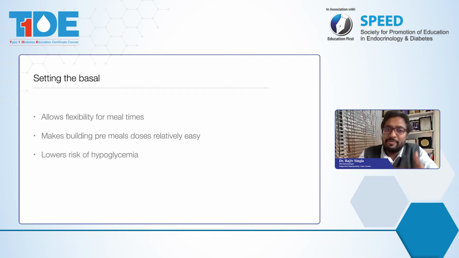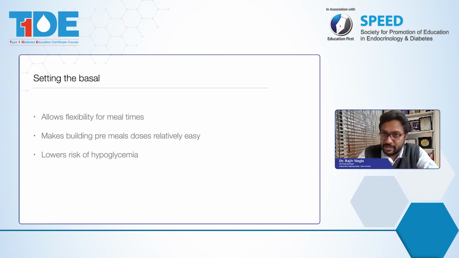Then it makes building pre-meal doses relatively easy. So if your values are not either going up or going lower. So for example, say my basal dose is on the lower side. If my fasting comes 250 every day, then I might have to adjust for that 250. And then I would always be confused as to what my dose for a given breakfast should be, because I'm trying to correct that 250 also.